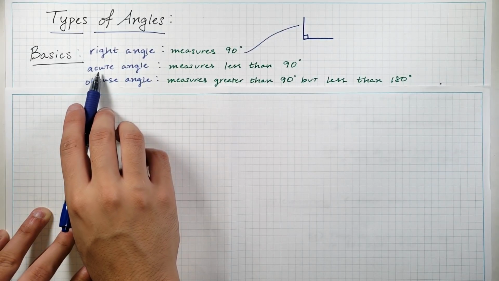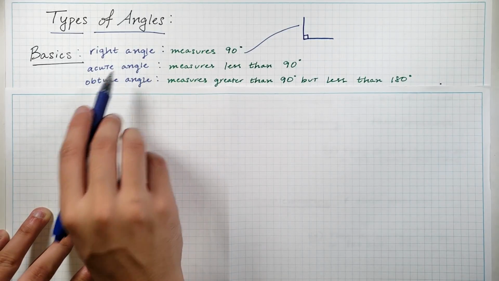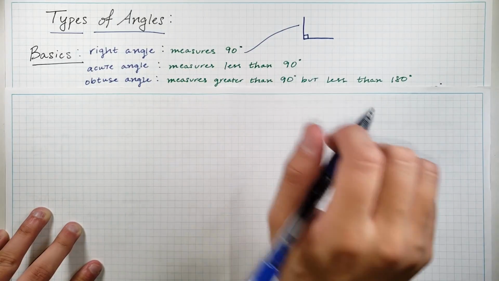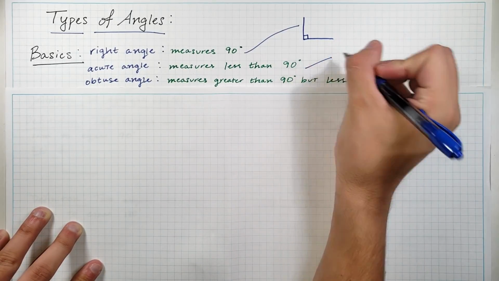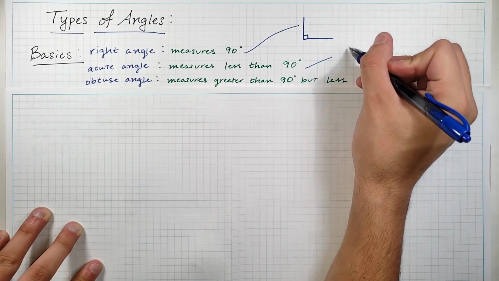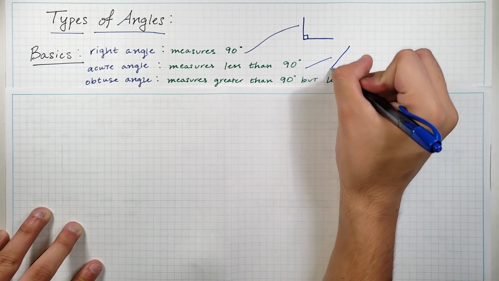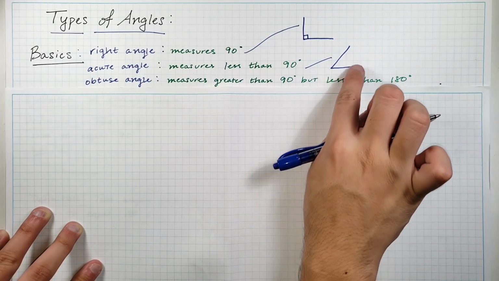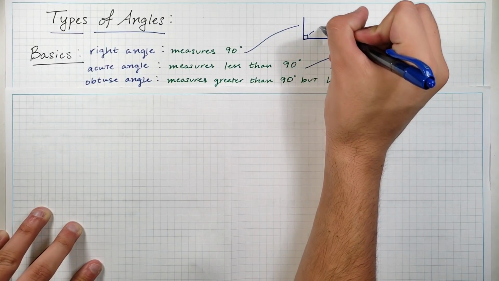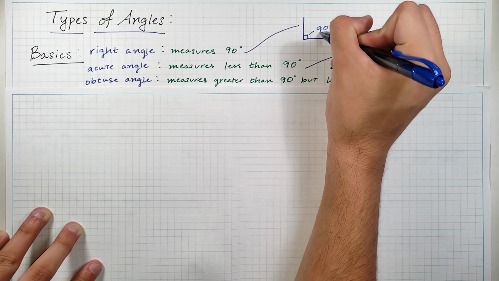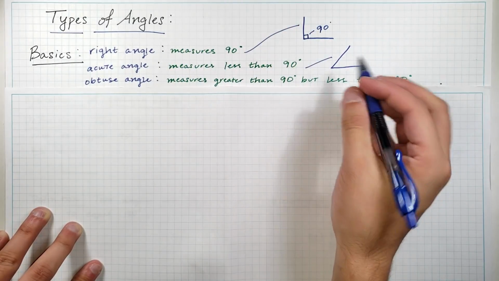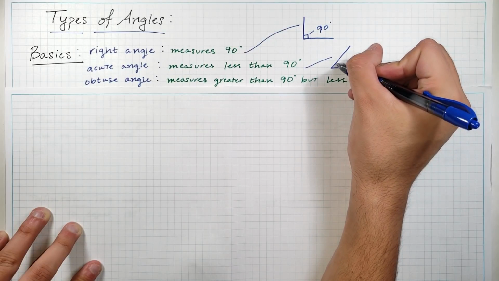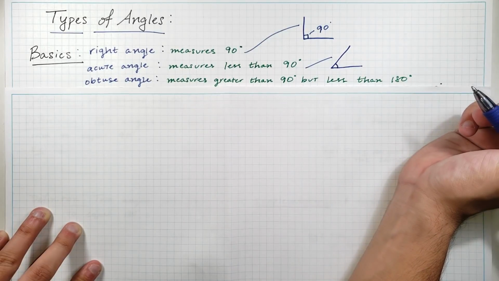Then you guys know about acute angles. Okay, acute angles measure less than 90 degrees. So an example of an acute angle would look like this, right? It's less than 90 degrees, right? If this is 90 degrees, okay, so this is 90 degrees. This one's less than 90 degrees. And for the acute, we draw an arc like that.